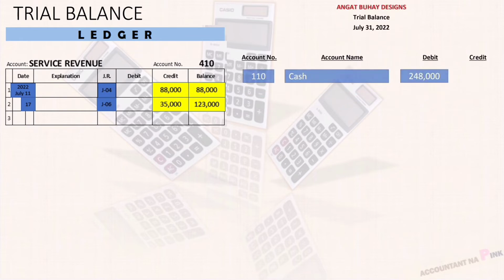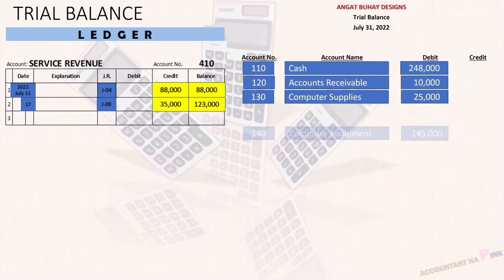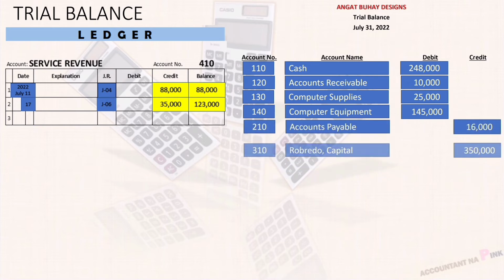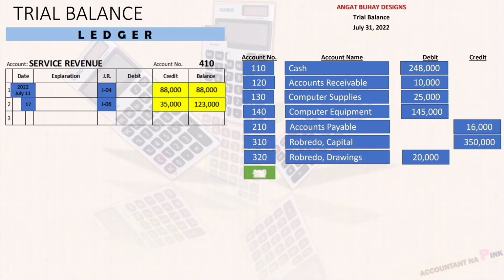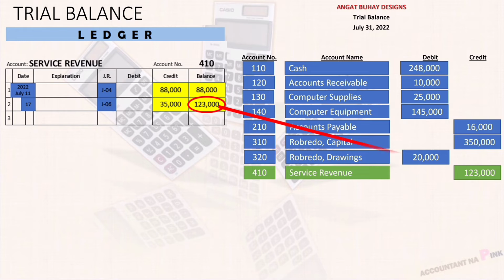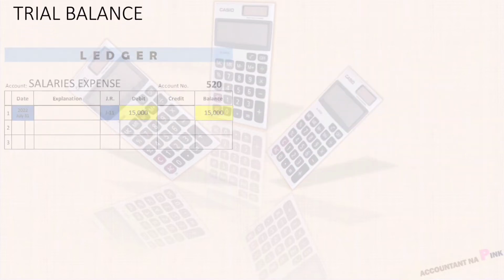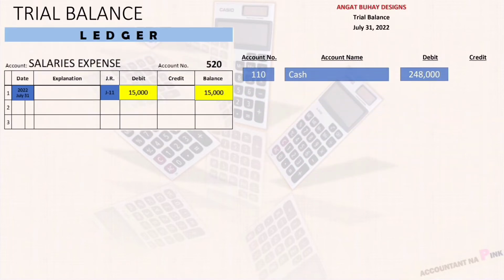Next ledger is service revenue. Service revenue, as you can see, we recorded a revenue on July 11, 88,000. But there's another recording on July 17 for the interactive website design amounting to 35,000 pesos. So you just add it to the 88,000, it will now become 123,000 pesos. Just transfer this amount from the ledger to the trial balance under the credit column. Why credit? Because it is the normal balance of revenue.